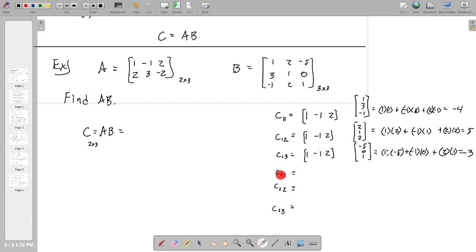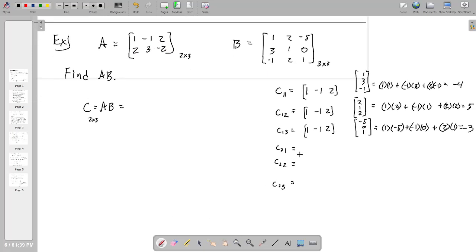Now we're looking at the second row of A, first column of B. 2, 3, negative 2 and 1, 3, negative 1. This would be 2 times 1 plus 3 times 3 plus negative 2 times negative 1. 2, 9, 2. So 4 plus 9 is 13.